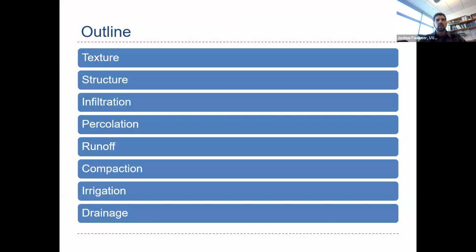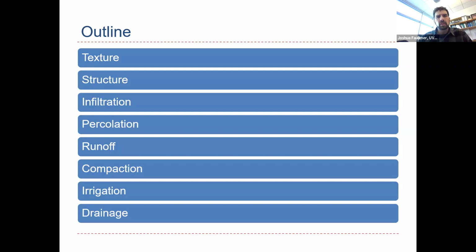So just a quick outline. We'll start with soil texture, then we'll talk about soil structure. We'll talk about the process of infiltration, the process of percolation, and the process of runoff, and really in the context of how these are affected by management. But there's also some core concepts that might be helpful for some to have a refresher on, and then helpful for others to get up to speed with a little bit of 101 before we talk about management.